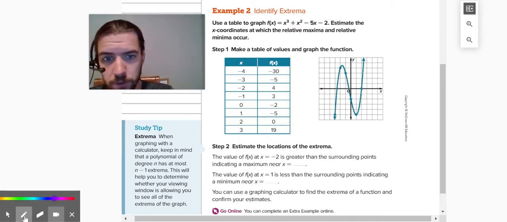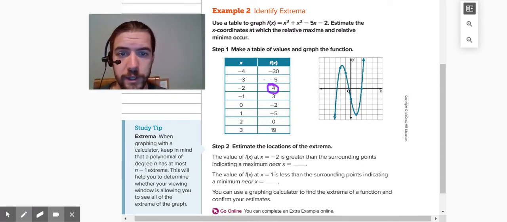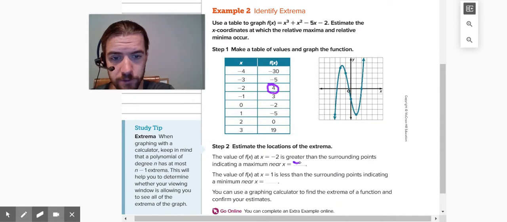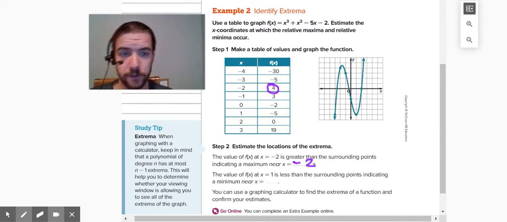Look right here and notice that that is larger than the value above it, -5, and the value below it, +3. So we assume that somewhere next to that -2 must be the maximum. It doesn't mean that the maximum necessarily is at -2, but that we would expect it to be near it. Okay, so near x equals -2. We're just estimating to get a sketch of our graph.